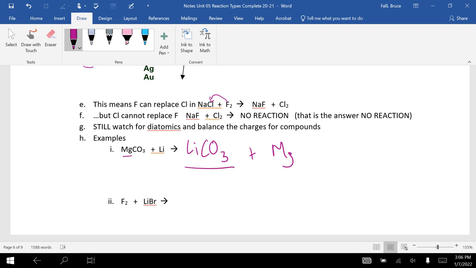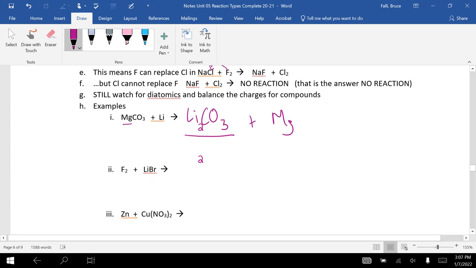I got to check the charges. Lithium is plus one and carbonate. Yeah, you got to remember those ions, man. Lithium plus one, carbonate minus two, right? So when I have that to balance those charges, it takes two lithiums to balance the carbonate.